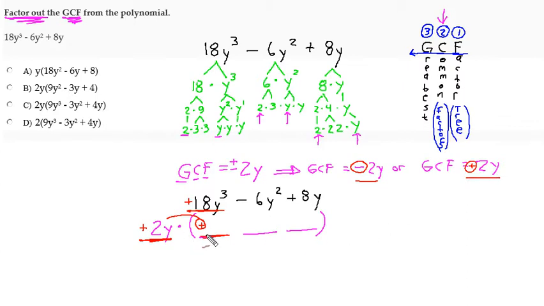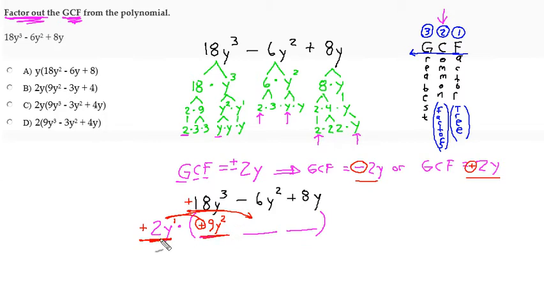Now we fill in all the other components. Positive times positive makes positive. Good. 2 times, I need a 9 here to make 18. Y to the first would require a y to the second, so that the product rule, when we multiply exponential expressions that have the same base, both y, we would add exponents. 1 plus 2 makes 3. So we've got everything we need in this blank to make the first term come back.